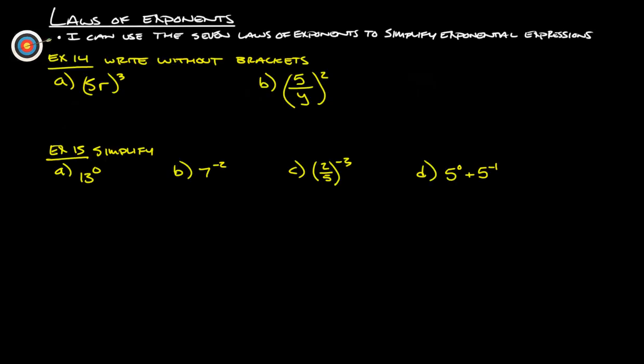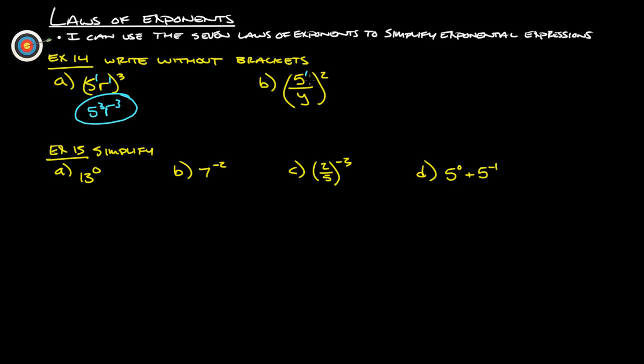Okay? All right, moving on to some more examples, 14 and 15. Write without brackets. So, anything that doesn't have a power, let's write a 1. Right? So we're going to distribute this 3 times 1 and 3 times 1, so that's going to be 5 to the third, r to the third for this one.